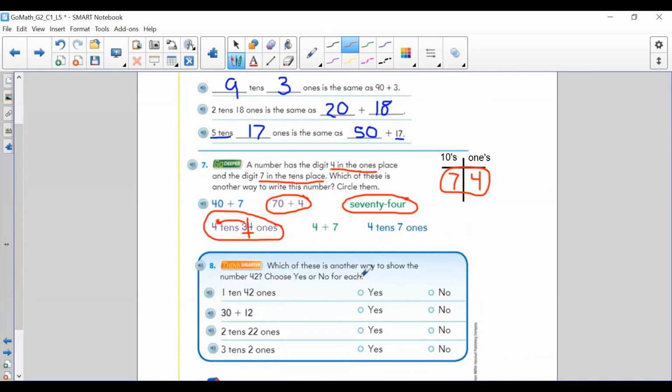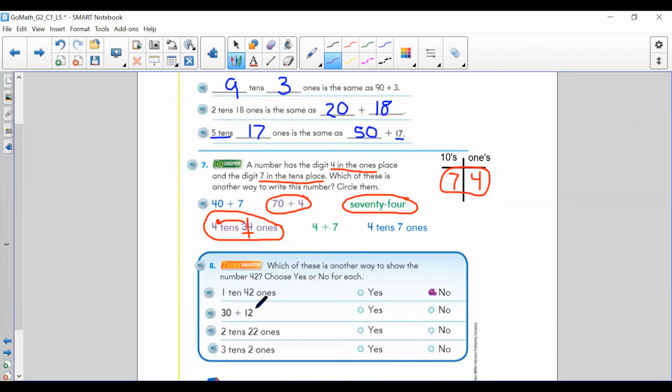Choose yes or no for each. So if it does show 42, we choose yes. If it does not show 42, we choose no. Okay, how about 1 ten and 42 ones? Well, that would actually be 52. So we are going to say no.